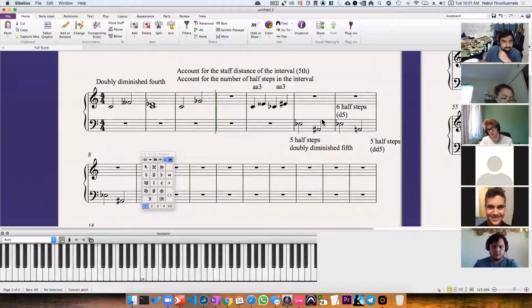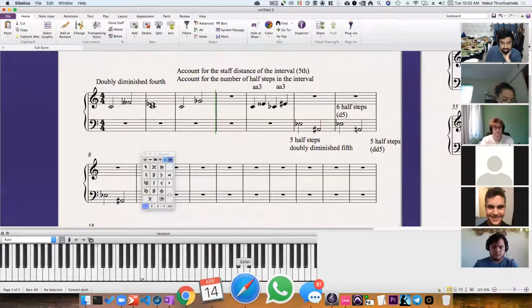In doubly diminished fifths, do both of the diminished represent diminished? Or does the first D represent doubly and the second diminished? That's a great question. To be perfectly frank, let me just look this up really quickly.